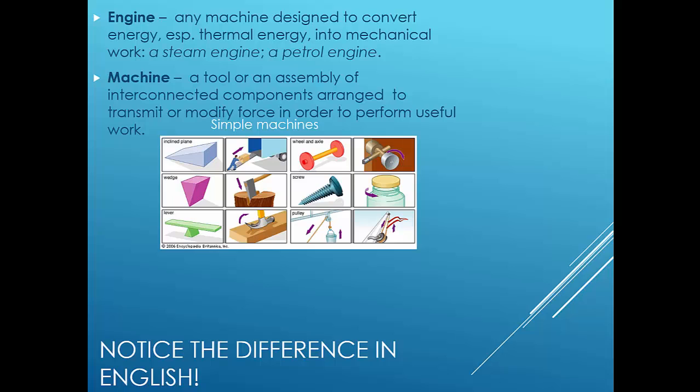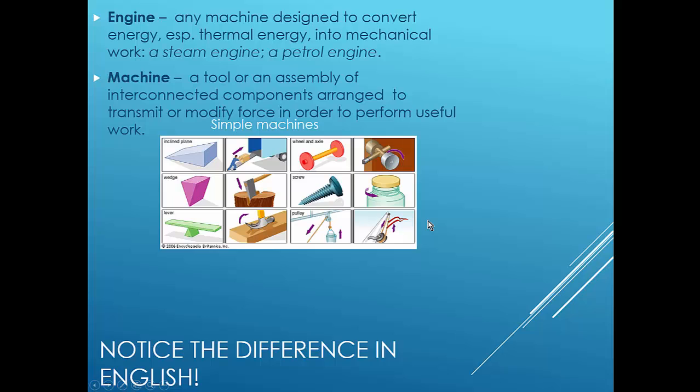Okay, a plane is the same thing. It makes your work easier by being able to push it up at an angle. Same thing with a lever. So a machine could be something in English as simple as a tool which modifies force. For example, here you have a pulley or even a hammer. Here's a lever, the claw end of a hammer pulling up a nail. That is in English a simple machine.